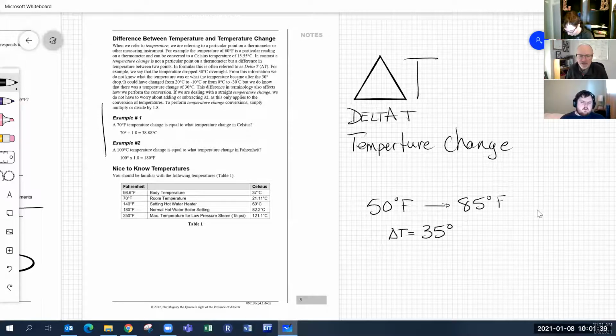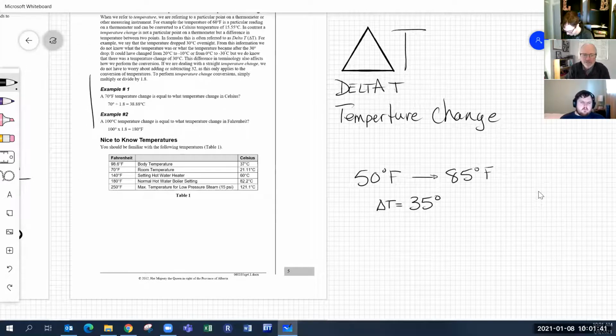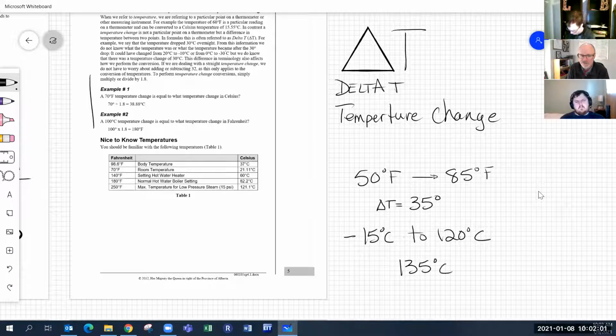Or to give another example, if I go from minus 15 degrees C to 120 degrees C, what is the temperature difference between these two? That's going to be 135 degrees C, which is the delta T. So it's the temperature difference between the start and the finish that delta T means.